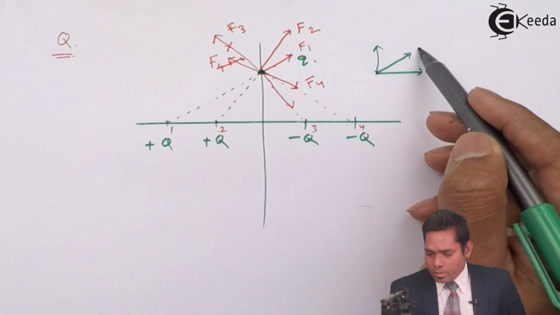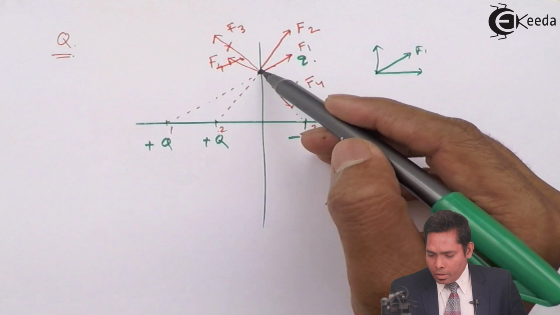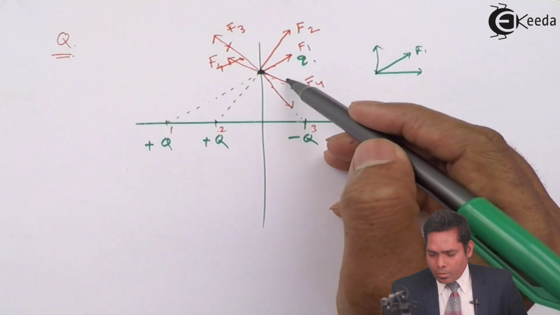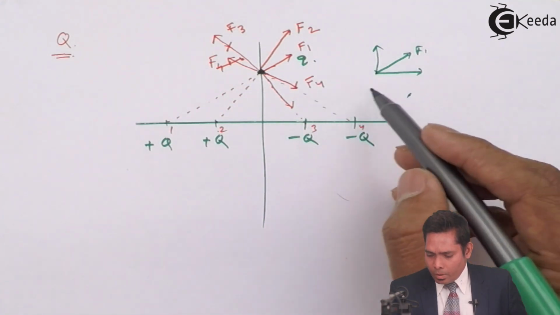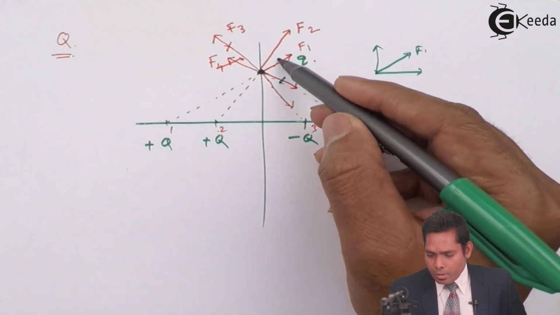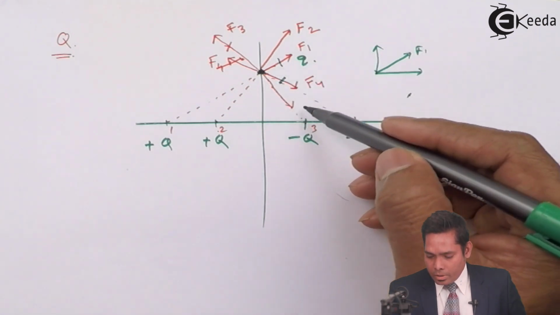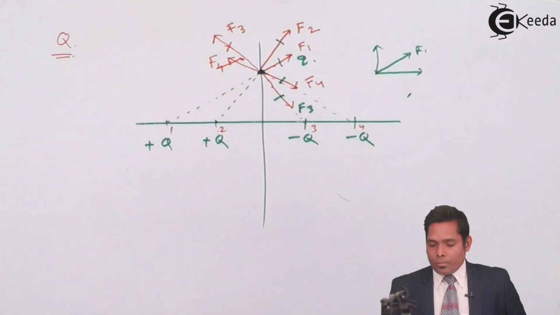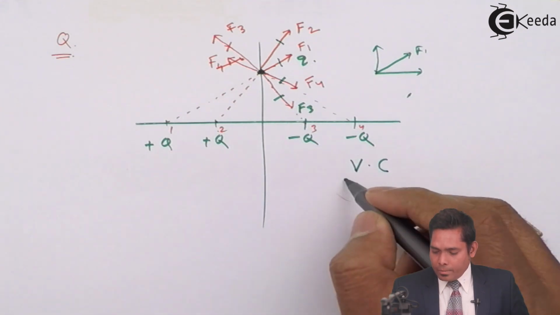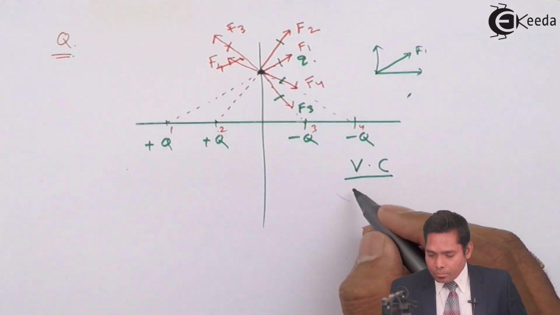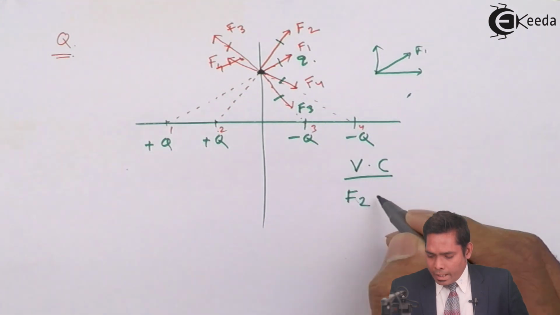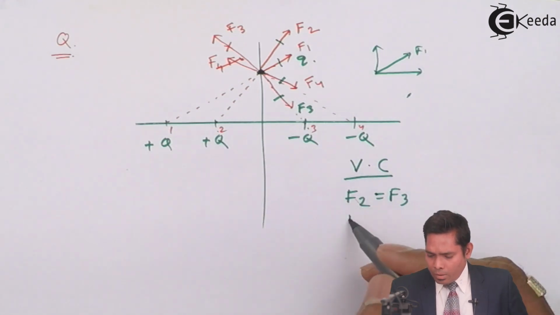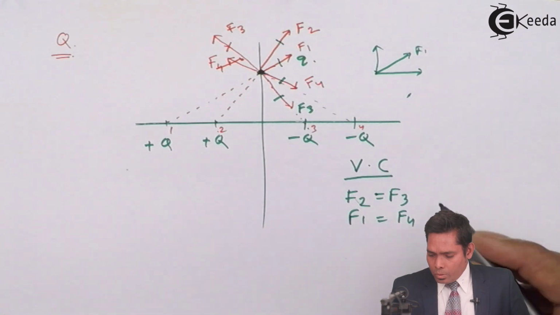This is the F1. Similarly for F2, in that direction. The vertical components will cancel out. The vertical component of F3 will cancel out with F1, and F3 will cancel out with F2. Here the vertical components will cancel out. Which one? F2 will cancel with F3, and F1 will cancel with F4. So they will cancel.